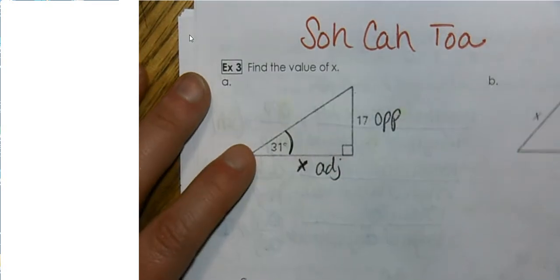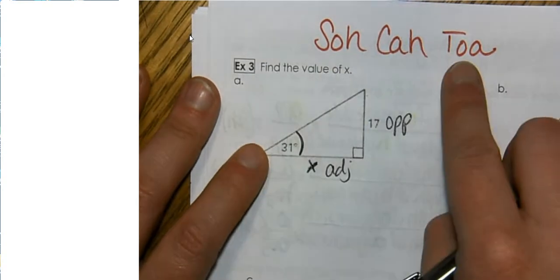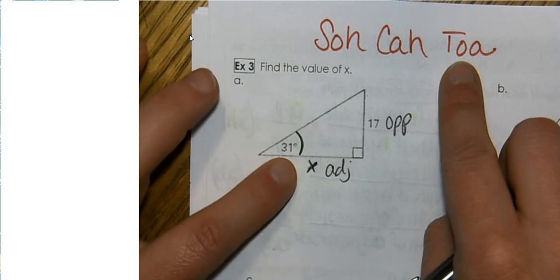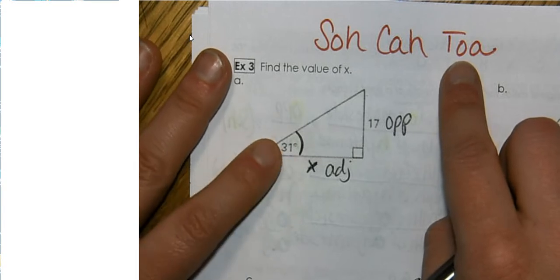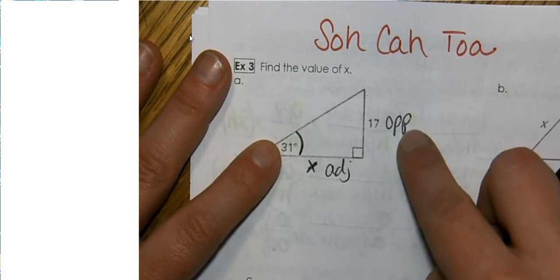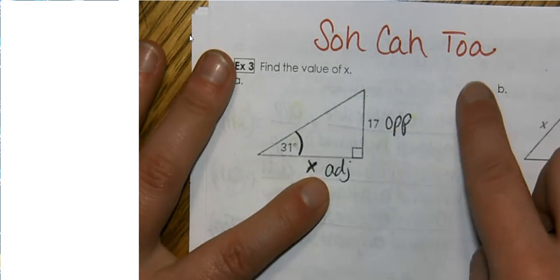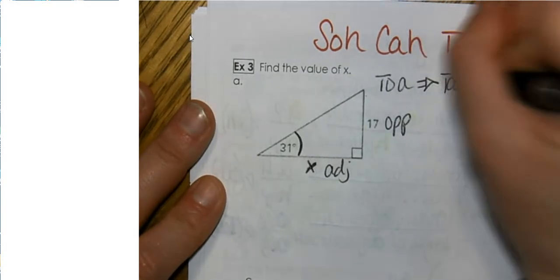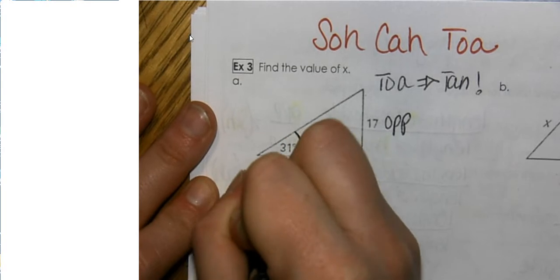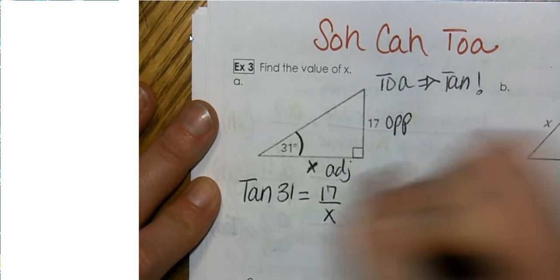So what we want to do is we want to figure out which one of these, sine, cosine, or tangent, we should use to help us find X. Well, it's all based on information that's given, on information that we are asked to find. So with respect to 31 degrees, I know the opposite. I want to find the adjacent. Which one of these uses O and A? That's tangent. That's your TOA, which means that you're going to be working with tangent. So I'm going to write that the tangent of 31 degrees, that's going to be equal to the opposite, which is 17, divided by the adjacent.